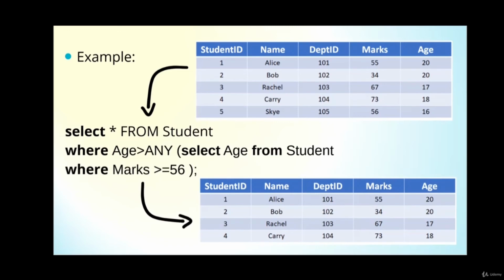Okay, so let's understand it once again. We have to find the details of those students whose age is greater than the age of any students with marks above 56. So for that, we'll have to run the inner query. After running the inner query, the output will be 17, 18 and 16, since we have selected only age. And then the ANY operator means comparing with the minimum value. So the minimum value is 16. So we have to compare it with 16. So details of all those students who have age greater than 16 will be displayed.